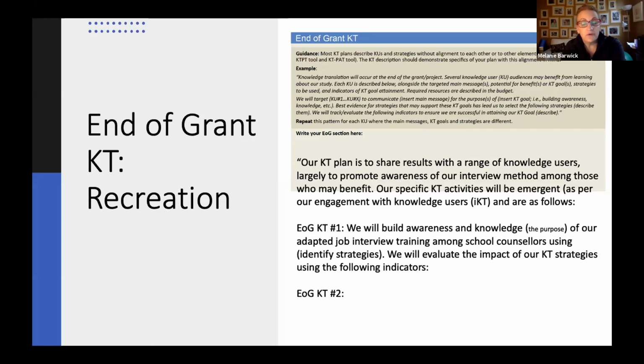So your first end of grant KT goal might be, we will build awareness and knowledge, that's the KT purpose, of our adapted job interview training among school counselors using whatever strategies. We will evaluate the impact of these KT strategies using the following indicators. And you would pick your indicators from a range of indicators that are listed on the KTPT, or thinking about what makes sense. What are things you can track that show that school counselors were engaged, they got this content, they were informed, they felt compelled to use it, they thought it would be valuable, et cetera. And then you would go on to your end of grant knowledge translation goal number 2.